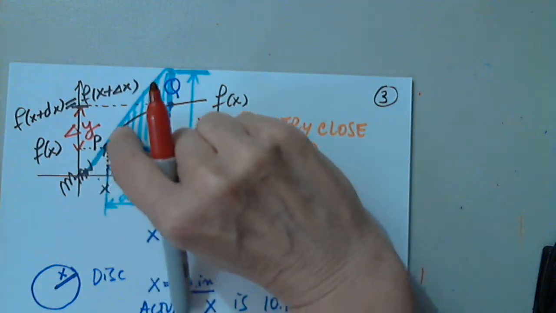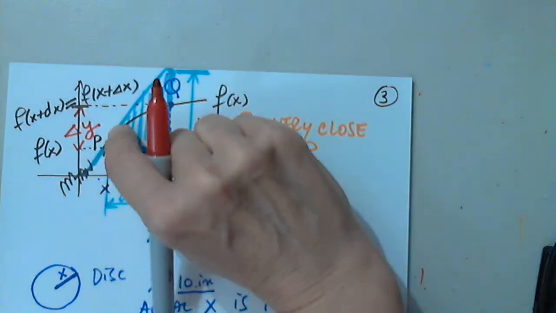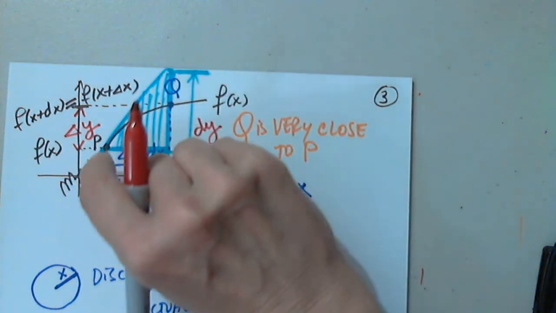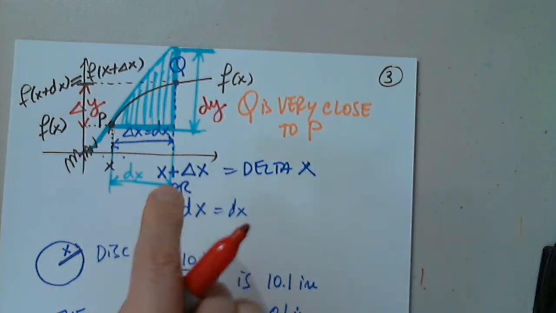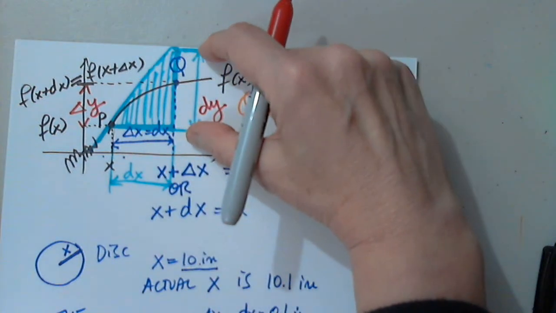But now I'm using the tangent. By using the tangent, I'm using the derivative. If I'm using the derivative, this is now dx, and this must be nothing else but dy.